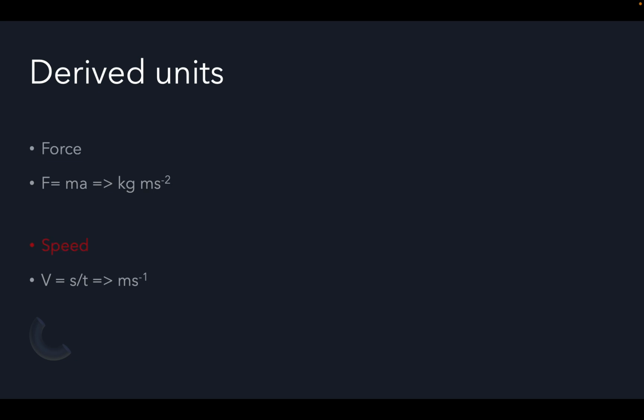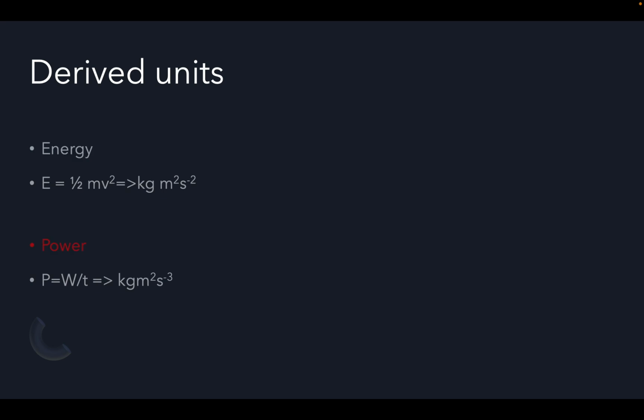Next, for the speed, as the speed is distance over time, and the unit for distance is meters and the unit for time is seconds, the unit for the speed would be meters per second. And in the case of energy, this can be calculated using the equation E equals half mv squared, and as the unit for m, the mass, is kilograms, and the unit for the velocity is meters per second, the final unit for the energy would be kilograms meter squared per second squared.